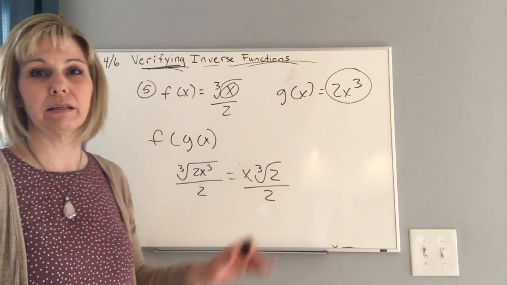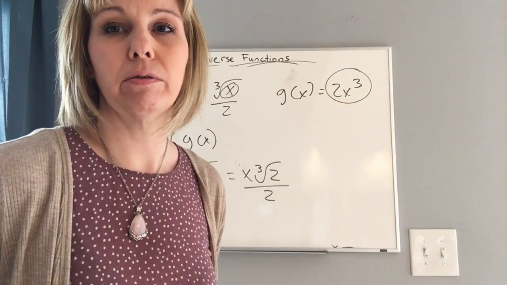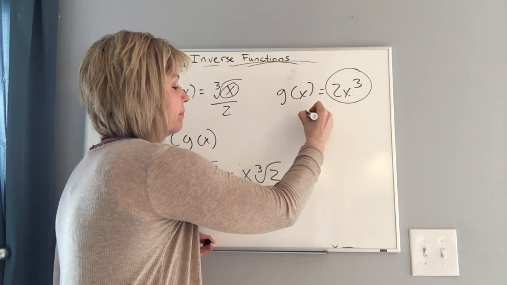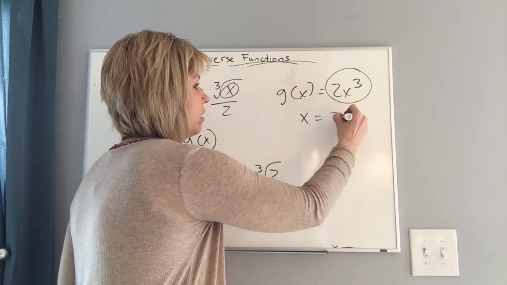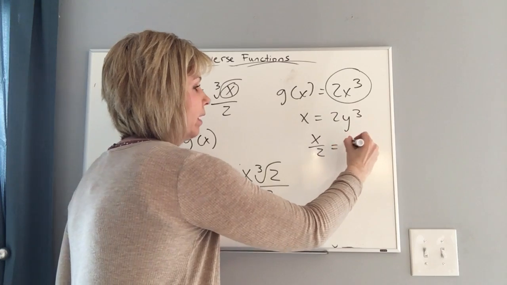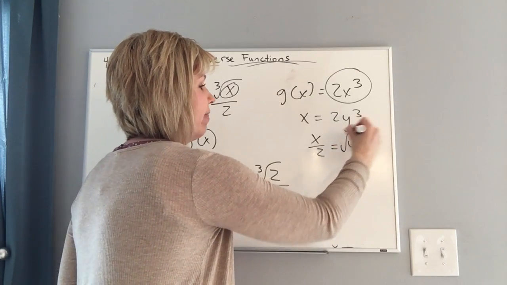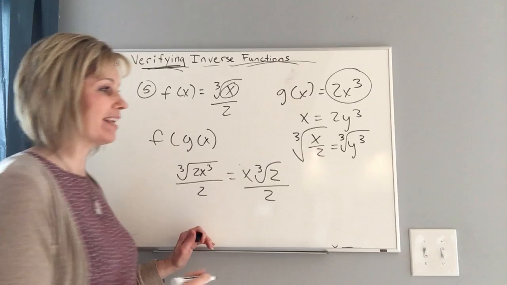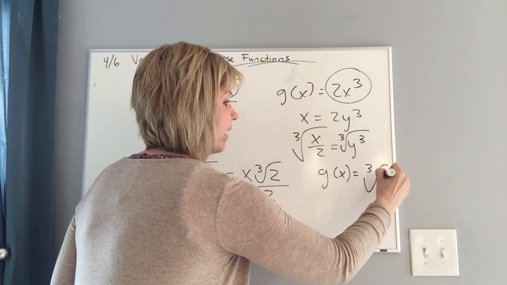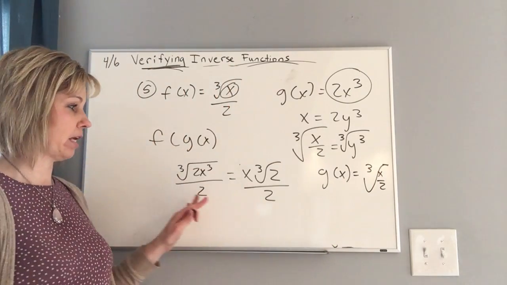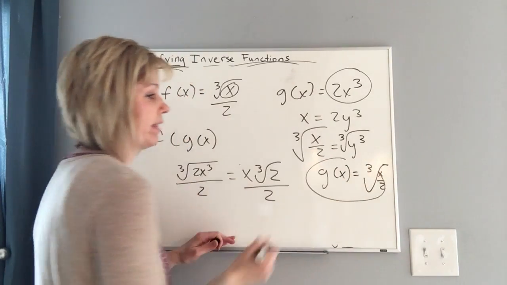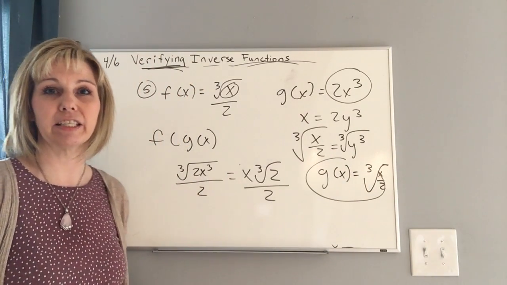So what would be its inverse? Let's think about this. Let's switch the x and y. Let's call this x equals 2y to the third. So divide by 2, and we have y to the third, and then we take the cube root. So we see that its inverse, g of x, should have been the cube root of x divided by 2, all underneath, and that's not what we're given. So these two are not inverses, but this would be the inverse. All right, so that's how you can check to see if it's an inverse.